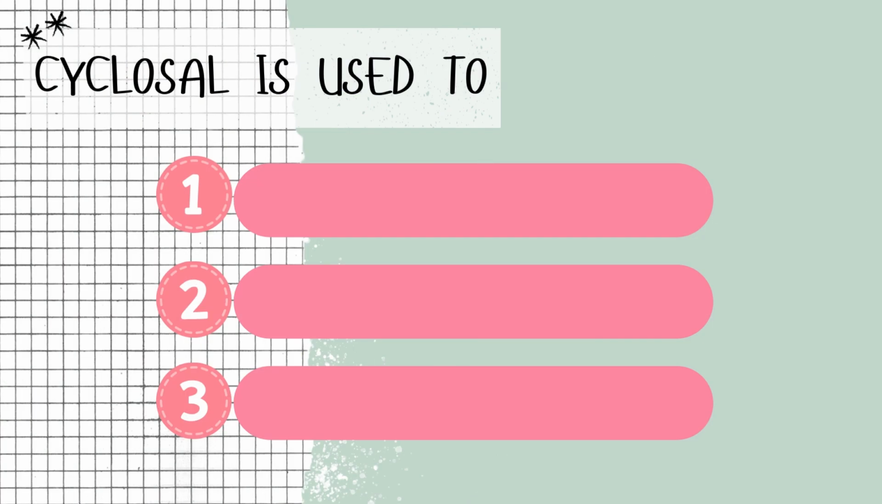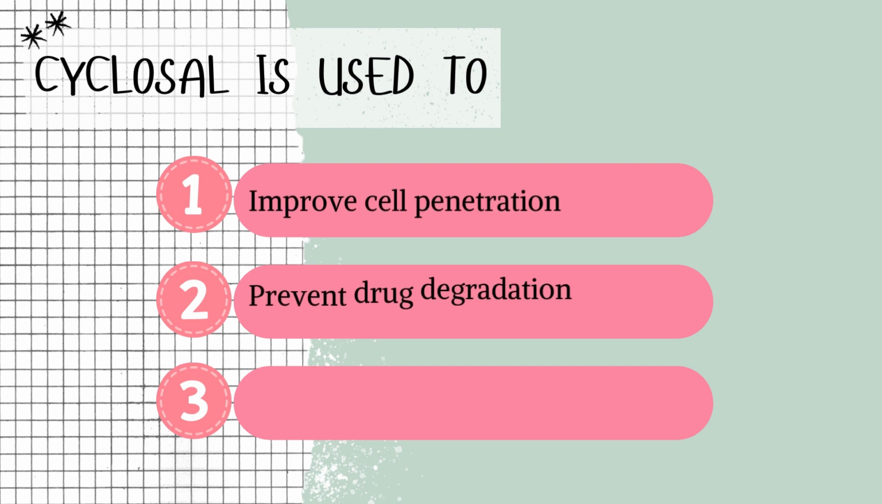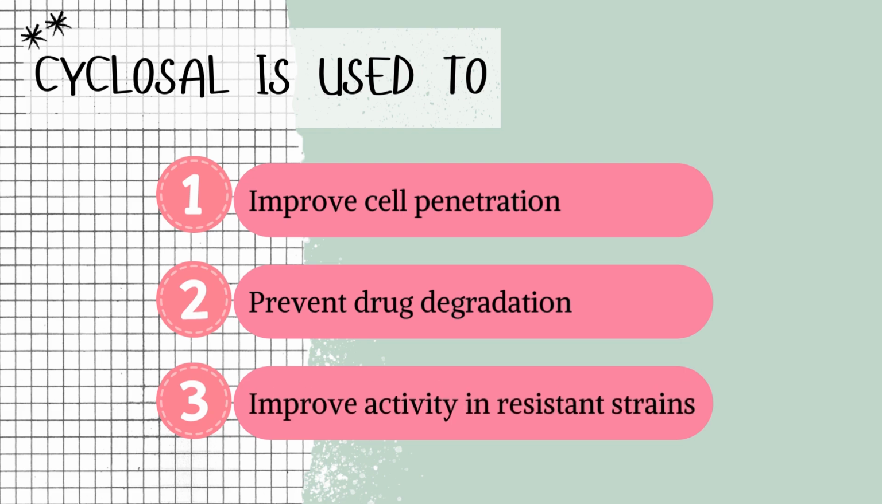It has been proven that when CycloSal is added to monophosphorylated nucleoside mimetics, it was able to: 1. Improve cell penetration, 2. Prevent drug degradation, 3. Improve activity in resistant strains.